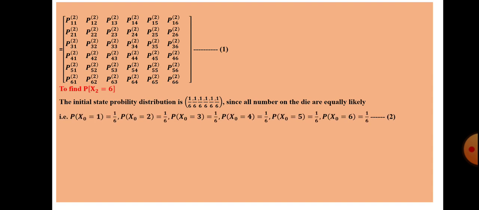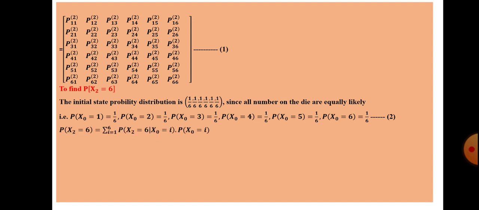Now P of x naught equal to 1 is 1 by 6, x naught equal to 2 is 1 by 6, etc., P of x naught equal to 6 is 1 by 6, all are equal. So this is equation number 2.